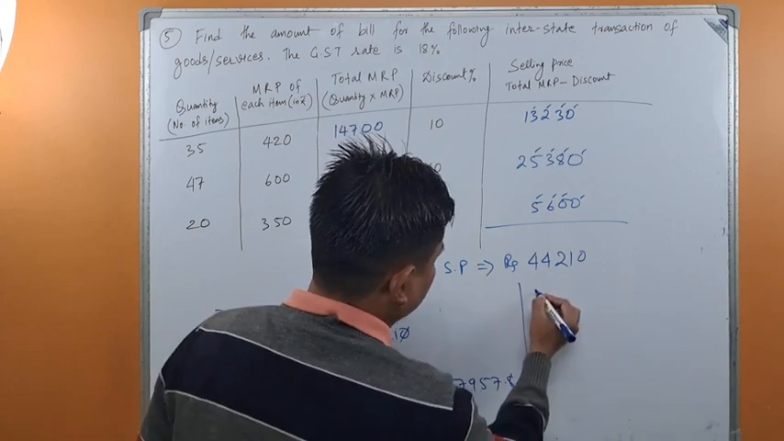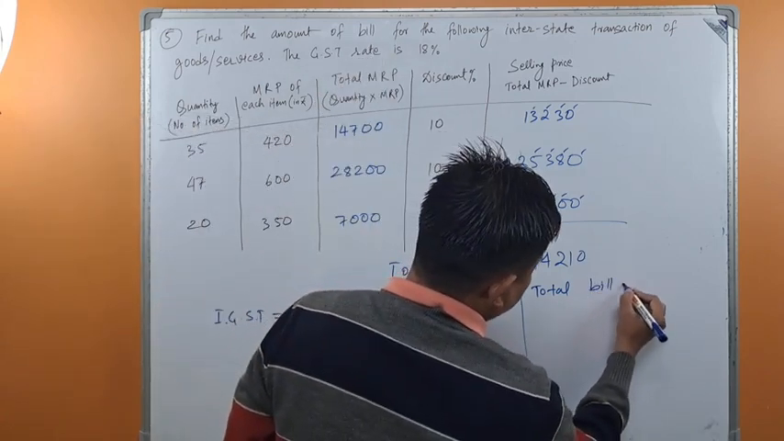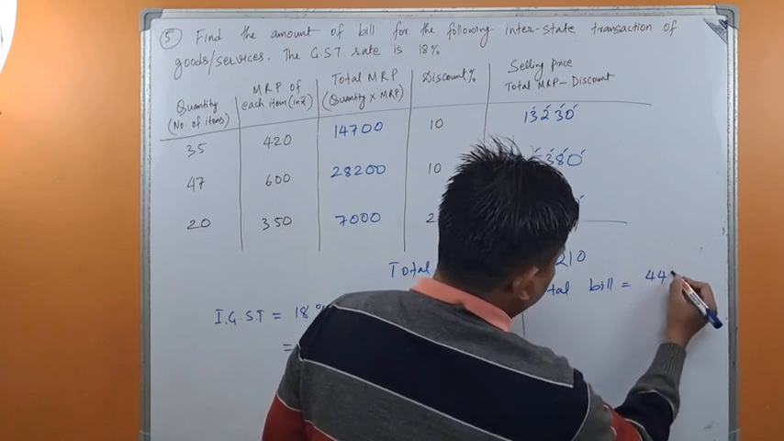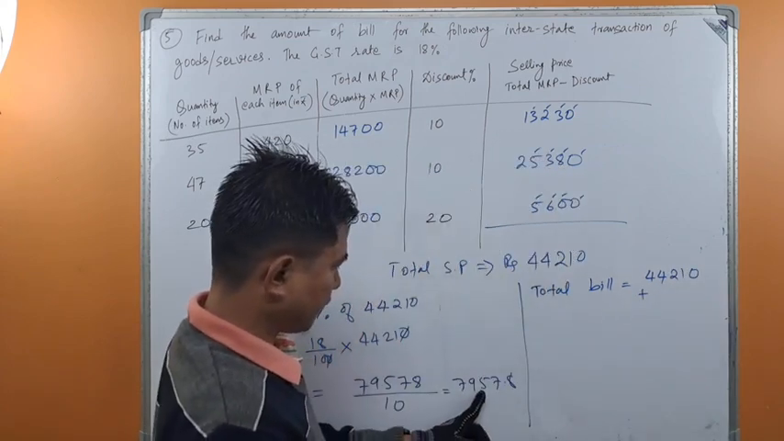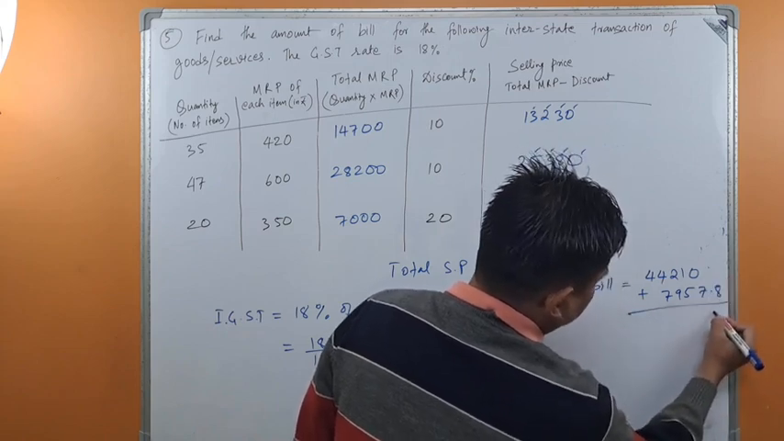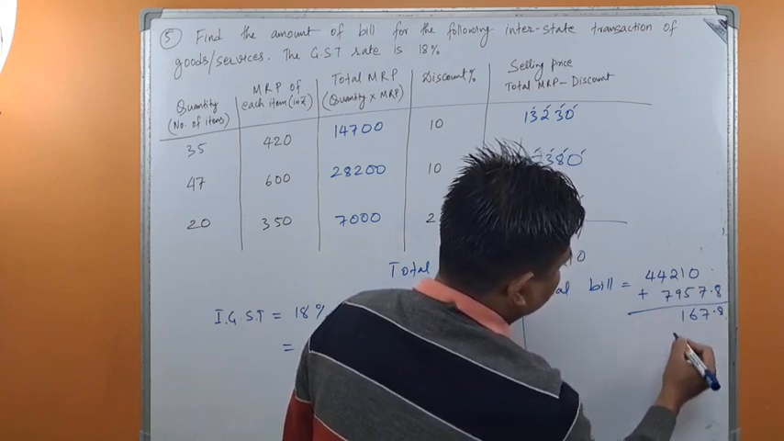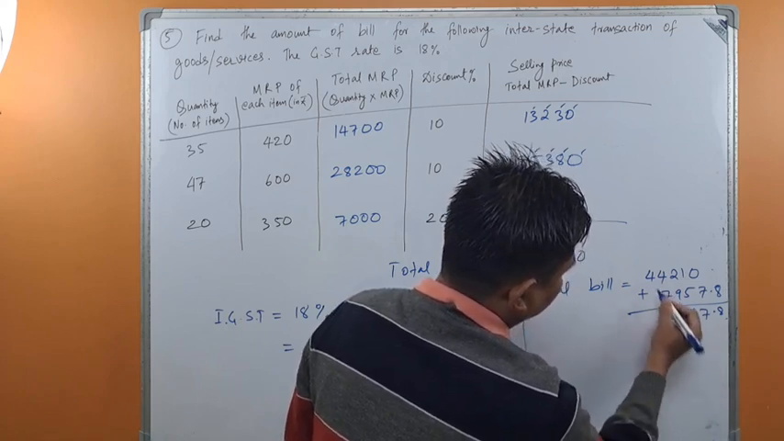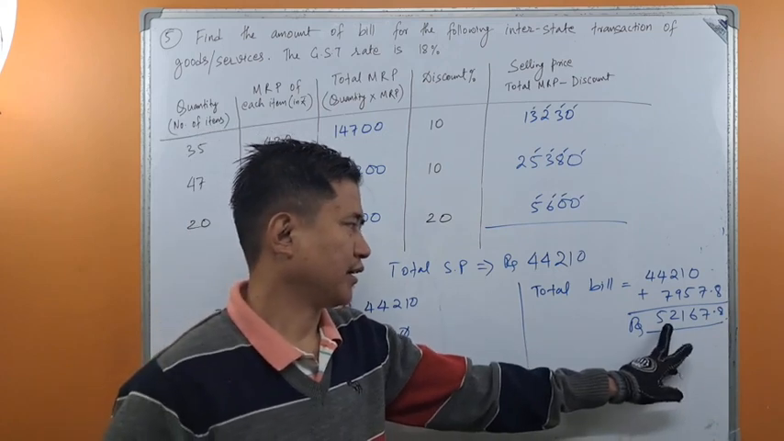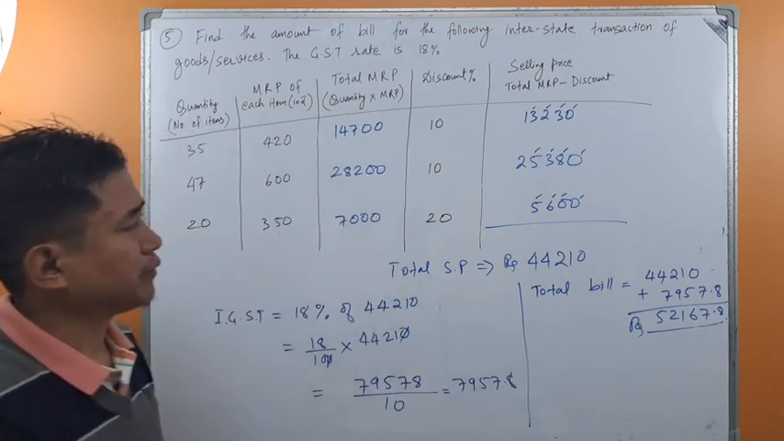So total bill will be... We are asked to find total bill, isn't it? Find the amount of bill. So total bill will be selling price plus GST. Selling price is 44210 plus 7957.8. So this 0.8 we will write here. 7 plus 0 is 7, 5 plus 1 is 6, 9 plus 2 is 11, 7 plus 4 is 11, plus 1 is 12, 4 plus 1 is 5. So 52,167 and 80 paise, rupees 52167.80. So this will be the total bill.